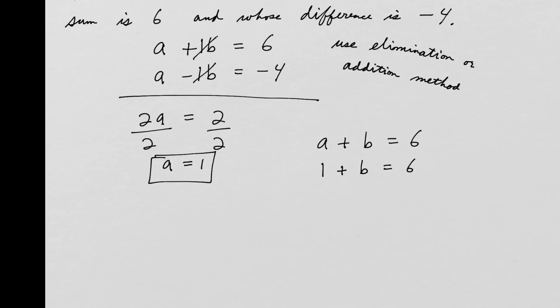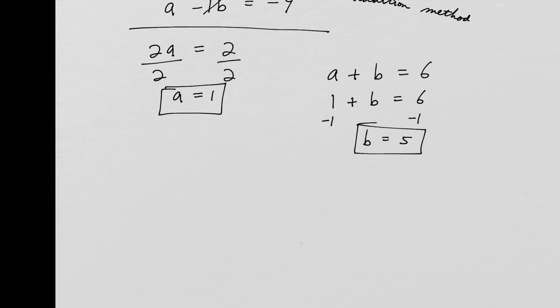So how do I solve for B? Well, I need to subtract 1 from both sides. So it looks like B is equal to 5. So that's our solution. A is equal to 1 and B is equal to 5. Does it fit? Yeah, if I add 1 plus 5, that is equal to 6, right? So that checks. And then if I do the difference, 1 minus 5, that's equal to negative 4. So that checks. So that is the correct solution. A equals 1, B equals 5.